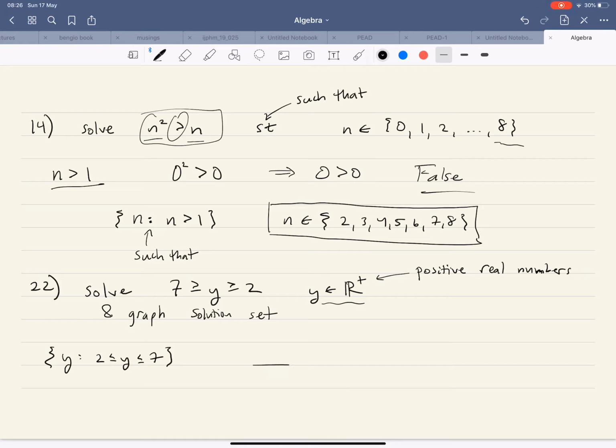And when we graph this, I've got 2 over here, 3, 4, 5, 6, 7 over here, and it's going to be, because of the greater than or equal to sign and the less than or equal to sign, from the perspective of y, I'm going to include the 2 and the 7, and then I'm going to take everything in between, which I'm going to indicate with this line here. Okay, let's do another example.